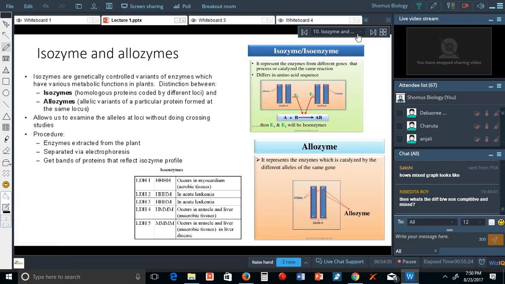Mixed inhibition means the enzyme can bind to the inhibitor, forming an enzyme inhibitor complex, or the enzyme substrate complex can bind to the inhibitor, forming an enzyme substrate inhibitor complex. So whenever they form this enzyme substrate inhibitor complex, it's fixed. It can no longer convert the substrate into the product.